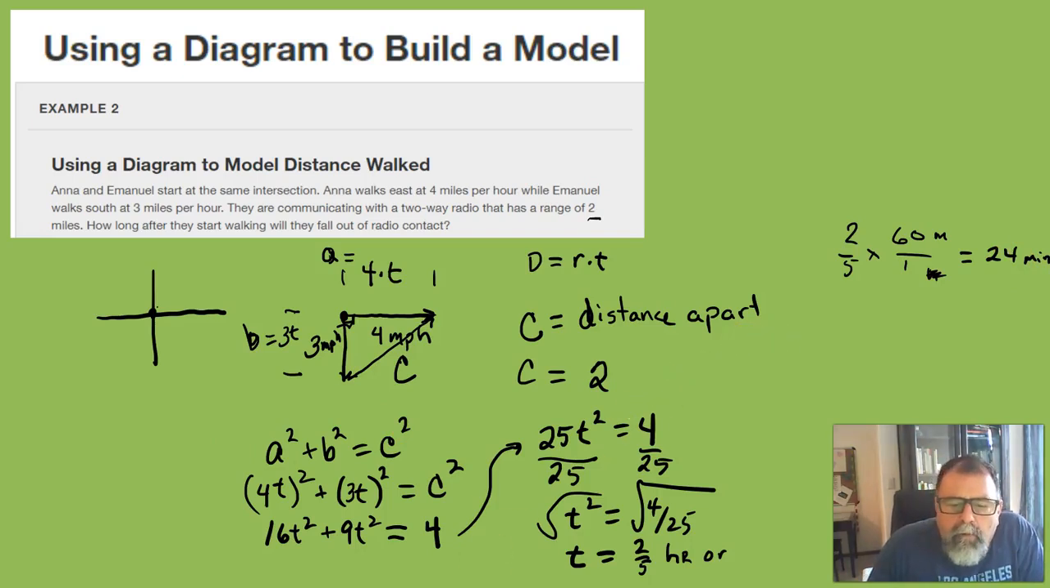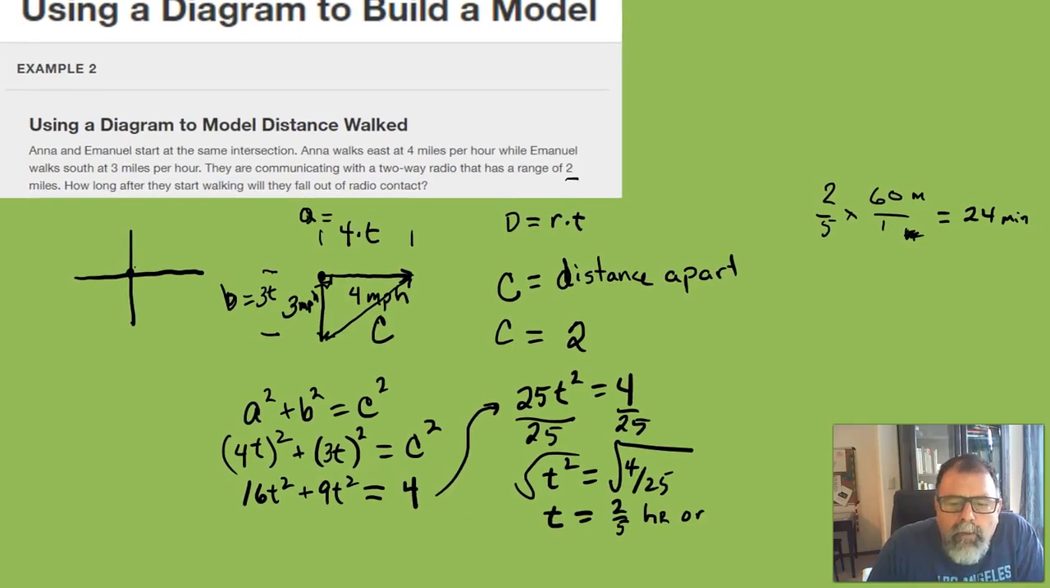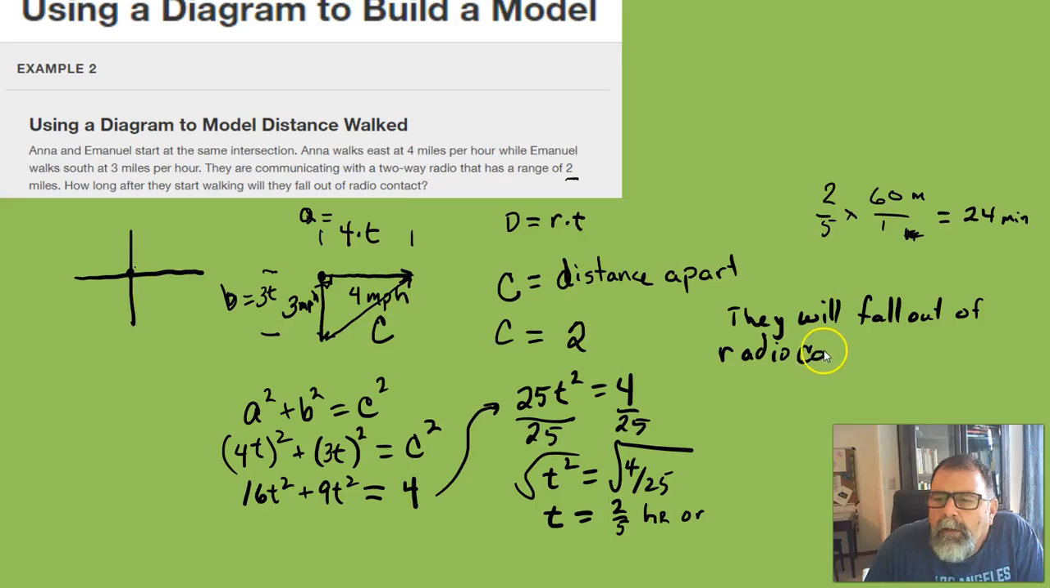Okay, so now we'll answer the question. When do they fall out of radio contact? So they will fall out of radio contact in 24 minutes.